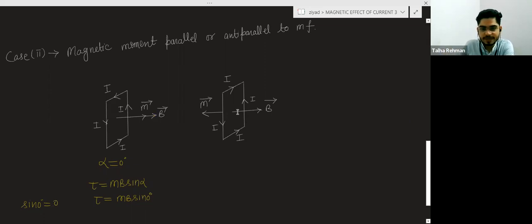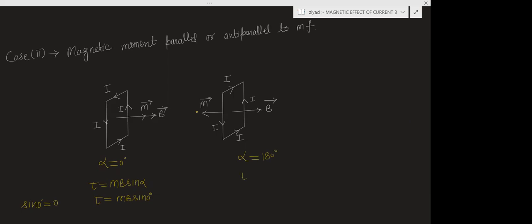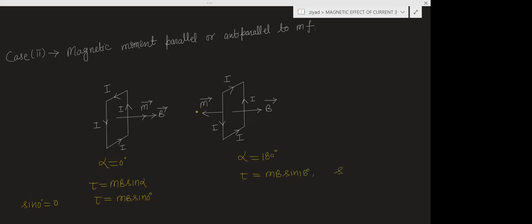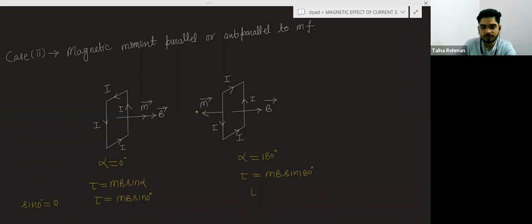See here, the magnetic field is in this direction and the magnetic moment is in this direction. So the magnetic field and the magnetic moment are in opposite directions. So the value of alpha in this case will be 180 degrees. The torque is given by MB sine 180 degrees, and sine 180 degrees is again 0. So this will be equal to 0.